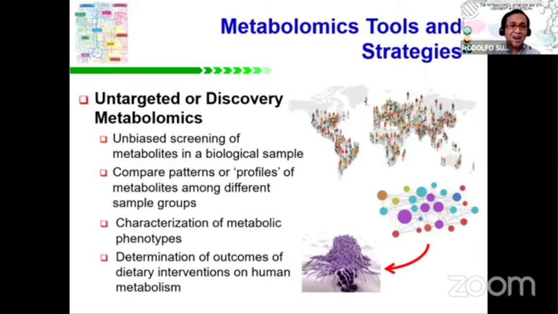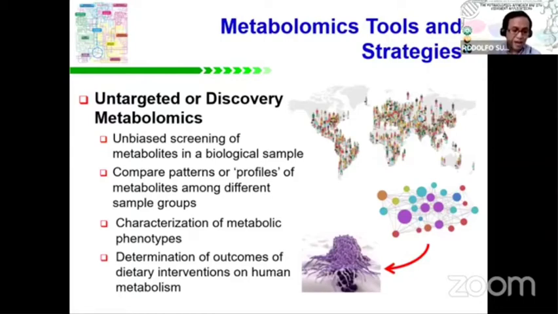Why unbiased? Because you're actually using stringent data analysis to arrive at a conclusion. So you need to be able to identify these metabolites in an unbiased manner using various methodologies, analytical and also computational. And one of the goals of discovery metabolomics is to compare the patterns or profiles of metabolites among different sample groups. You may compare, for example, healthy cohorts and disease cohorts with cancer, with other non-communicable or communicable diseases.